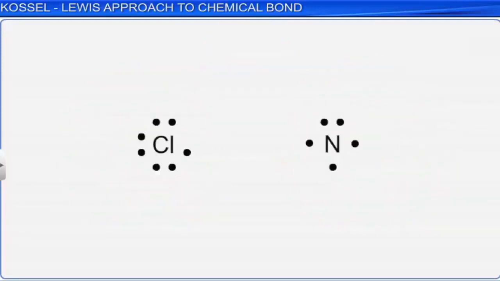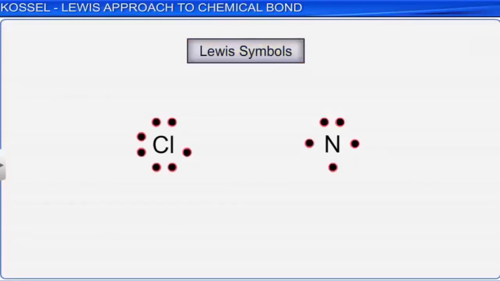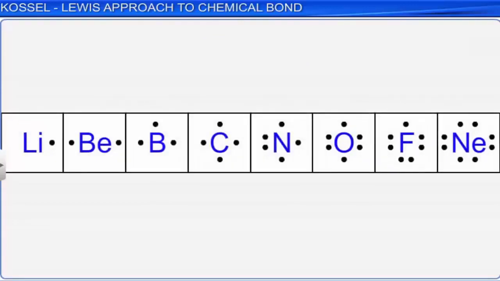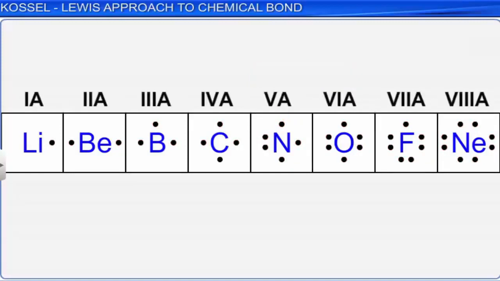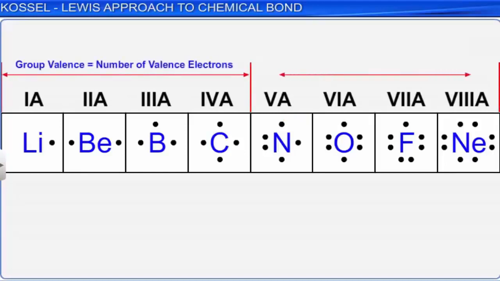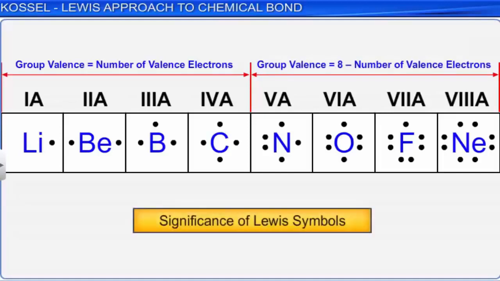Lewis proposed simple notations to represent valence electrons in an atom. These notations are called Lewis symbols. As per Lewis symbols, the number of valence electrons of an element are represented as dots around the symbol. Let's look at the Lewis symbols of the elements lithium, beryllium, boron, carbon, nitrogen, oxygen, fluorine, and neon as shown. The number of dots around the symbol gives the number of valence electrons. These valence electrons are useful to calculate the group valence of the element. The group valence of an element is equal to the number of valence electrons of an element, or 8 minus the number of valence electrons. This is the significance of Lewis symbols.